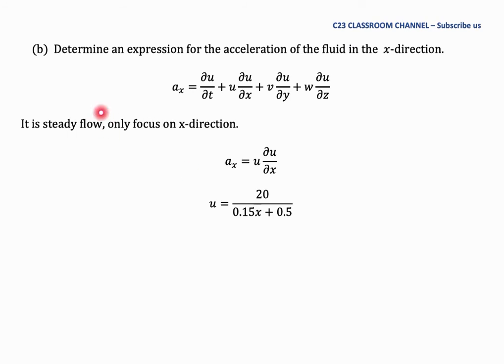So to determine an expression for the acceleration of the fluid in the x direction, we have the acceleration equation in the x direction like this. Because we are focusing only on the x direction, we could cancel all parameters that are not related to x. So we have a_x, acceleration in the x direction, equal to u del u over del x. We know the value of u is 20 over 0.15x plus 0.5, so we could substitute it in here.